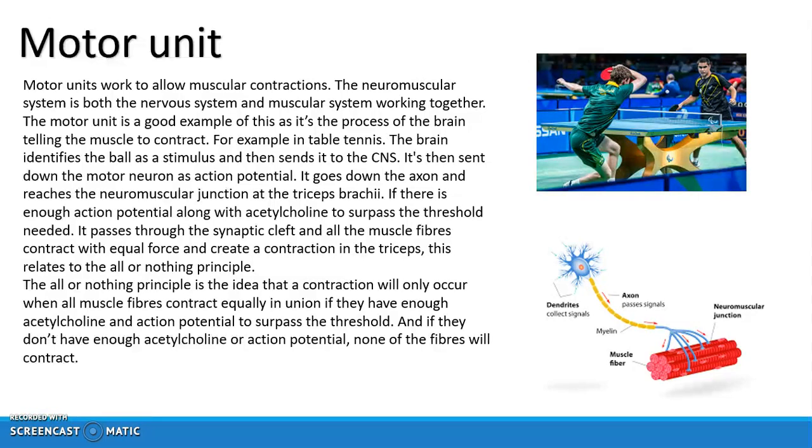This relates to the all-or-nothing principle. The all-or-nothing principle is the idea that a contraction will only occur when all muscle fibers contract equally in unison, if they have enough acetylcholine and action potential to surpass the threshold. If they don't have enough acetylcholine or action potential, none of the fibers will contract.